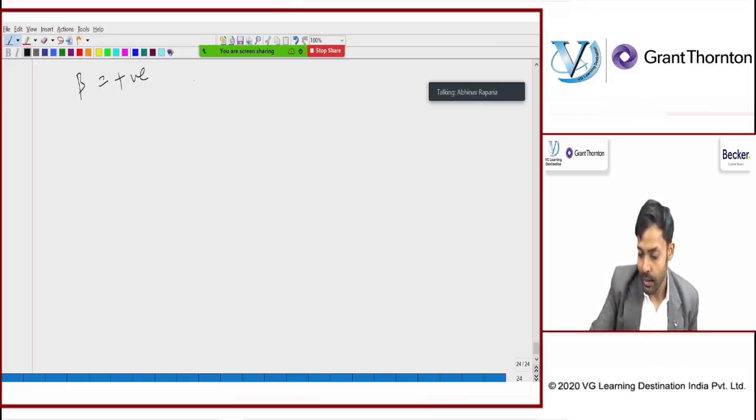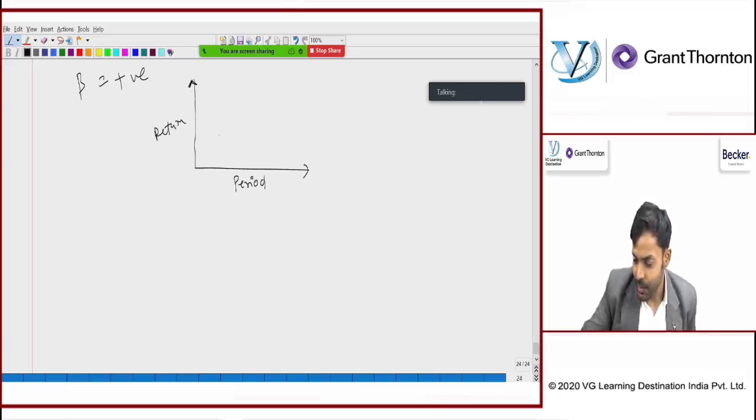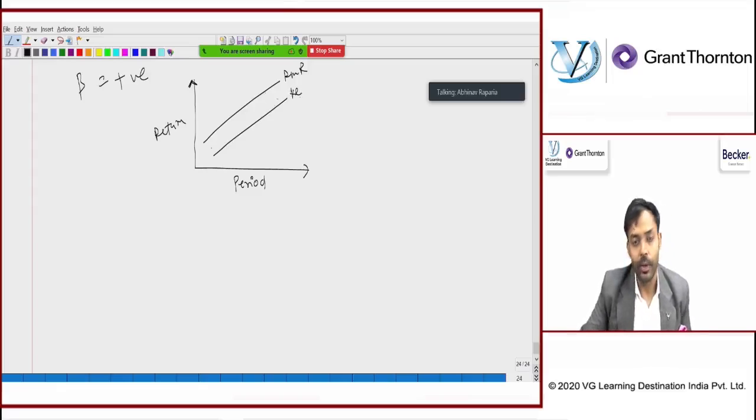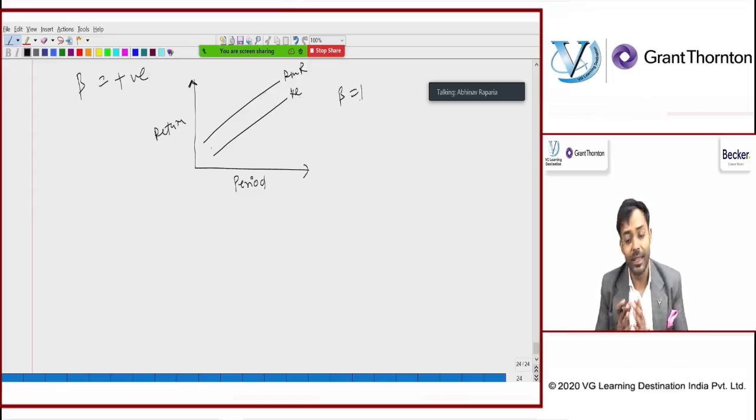That means if I plot here return, and if I plot here period, for example, the market is going up, which I'm saying RMR, and then the stock is also increasing. This is the stock, I will say cost of equity with this. So it is equal, right? So here the beta is obviously 1, because it is exactly going up.